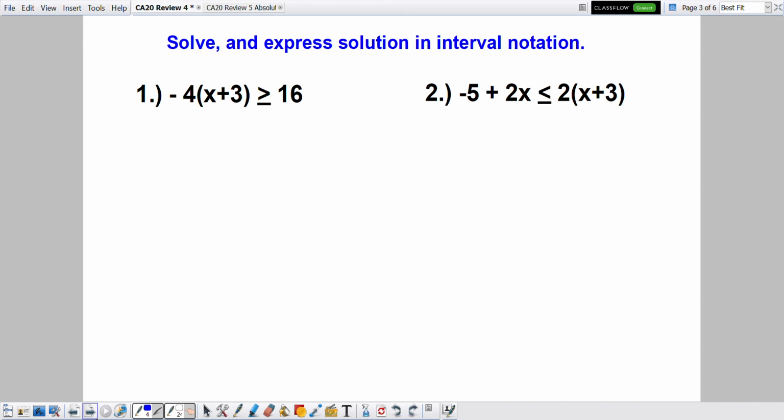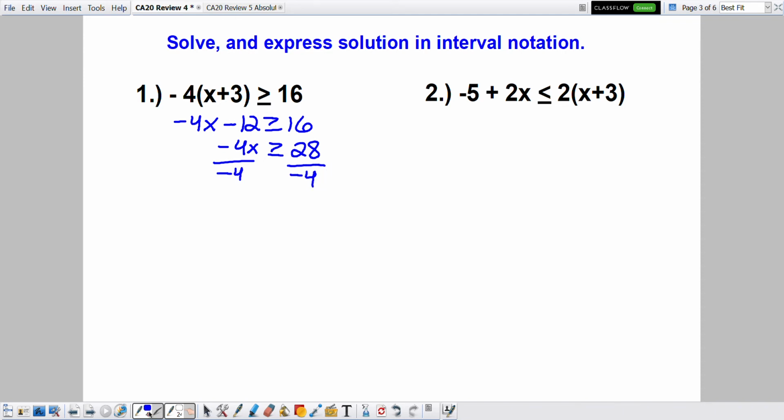And so for number 1, we're going to start by distributing negative 4. And everything else is going to be the same. Then we're going to add 12 to both sides. And so you get negative 4x is less than or equal to positive 28. So notice I haven't switched the inequality symbol. It's because I'm going to do it on this very next step. It's when I divide by negative 4 to get x by itself.